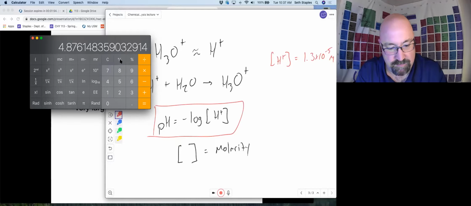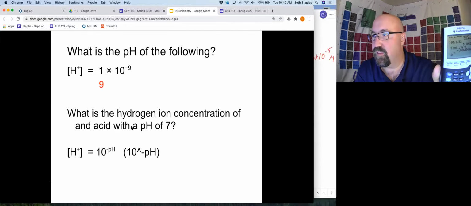And so there's a couple different ways that you would put this into a calculator. 10 caret negative pH would be one way to do it. You could literally just put this in as 10 and then caret negative 7. So it would look just like this. There we go, just like that on your calculator.